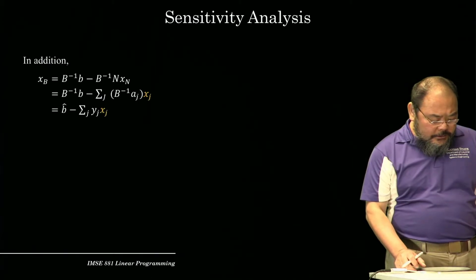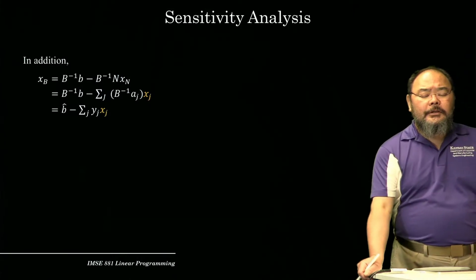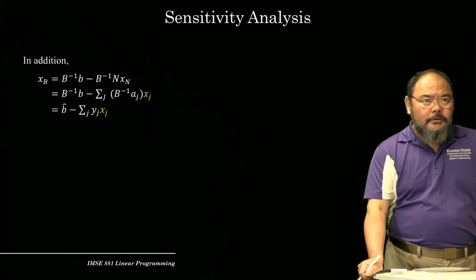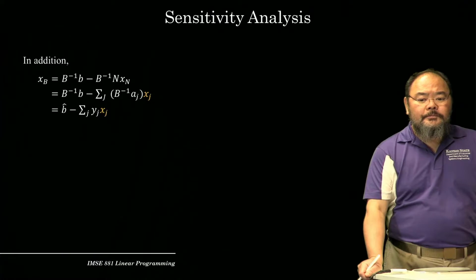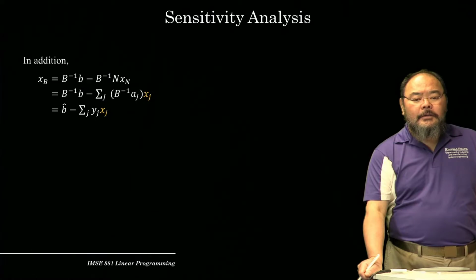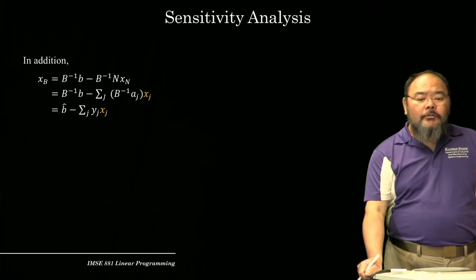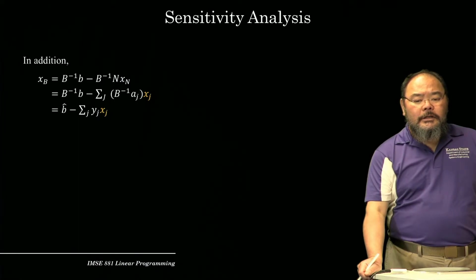In addition, let's look at the other ones. xb is our basic solution right now. The solution for the basic variables represents b inverse times b minus b inverse times n times xn. Also, for a particular non-basic variable xj, we can rewrite this a little more simply. If all the other non-basic variables stay zero, only xj is going to change from 0 to a positive number.